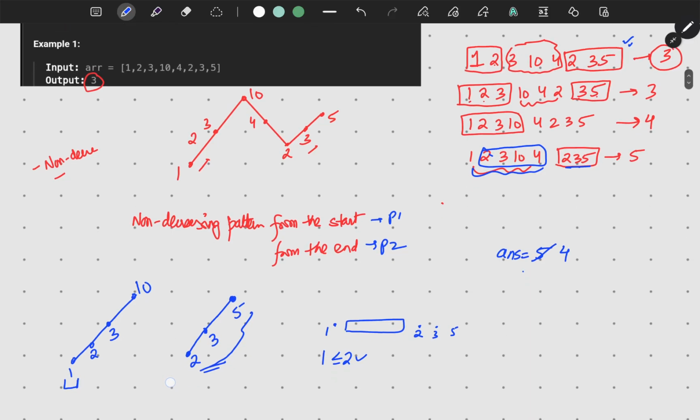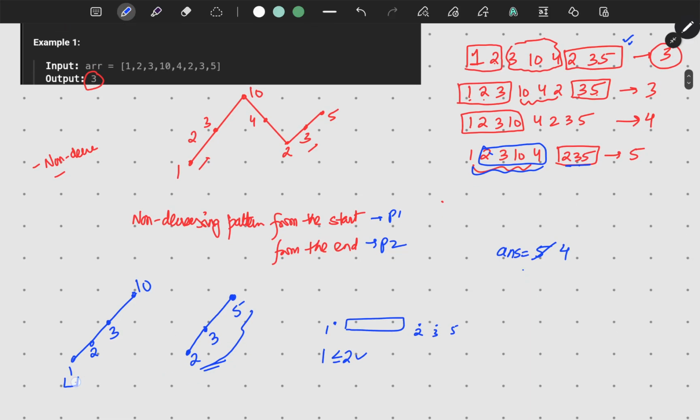Okay, now we would see whether we can include this element or not. 2. Okay, so if we are including 2, that means we are including 1 also.